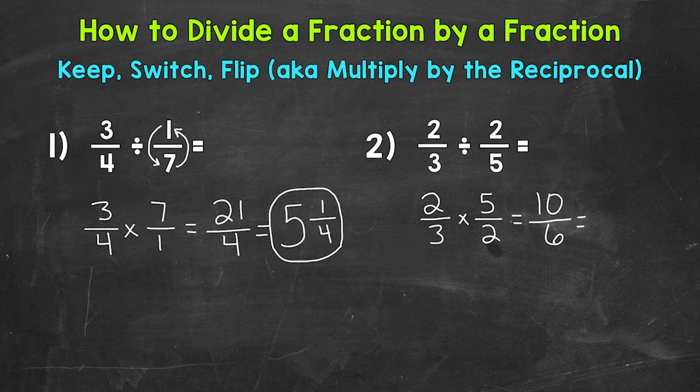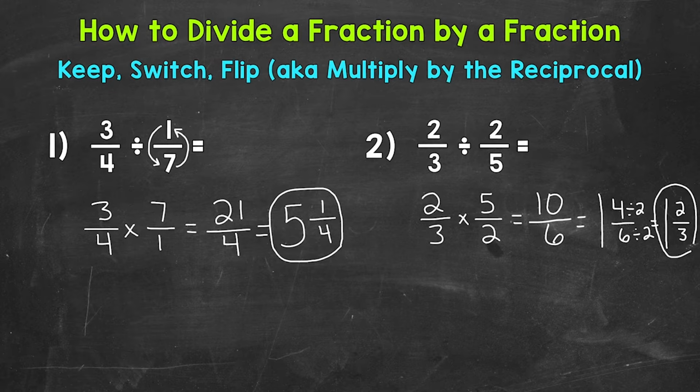We need to convert to a mixed number. So 10 divided by 6. How many whole groups of 6 out of 10? Well, 1. And we get a remainder of 4. Keep our denominator of 6 the same. We can simplify 4/6. We have a common factor of 2. So let's divide each of these by 2 here. And we get 1 and 2/3. So our answer for number 2 is 1 and 2/3. 2/3 divided by 2/5 equals 1 and 2/3.